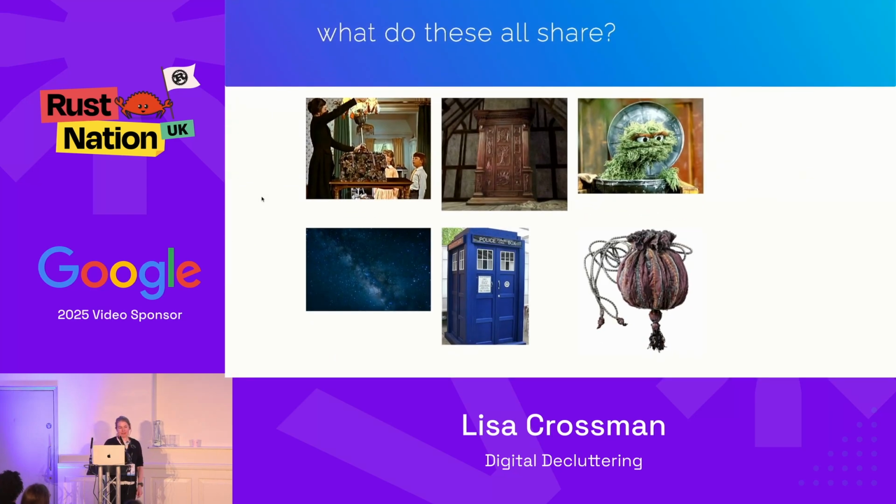So coming now near the end, what do you think all these pictures have in common? We've got Mary Poppins' magic bag, the Lion, the Witch and the Wardrobe's wardrobe, Oscar the Grouch's garbage can, Hermione Granger's magic bag, the TARDIS, and a black hole. Any ideas? Hologram inside? Yeah.